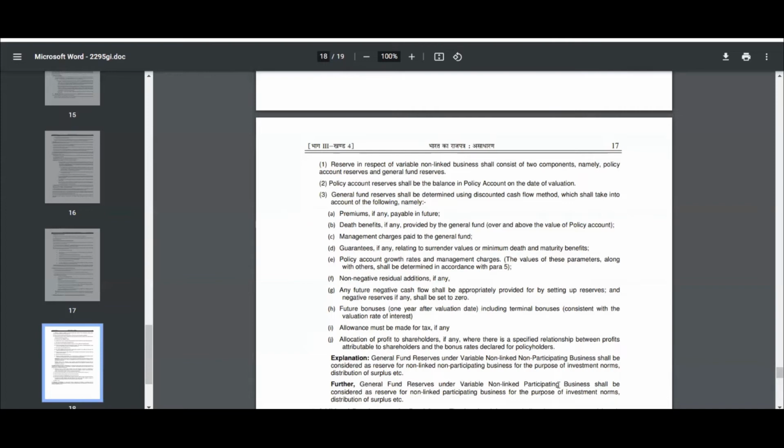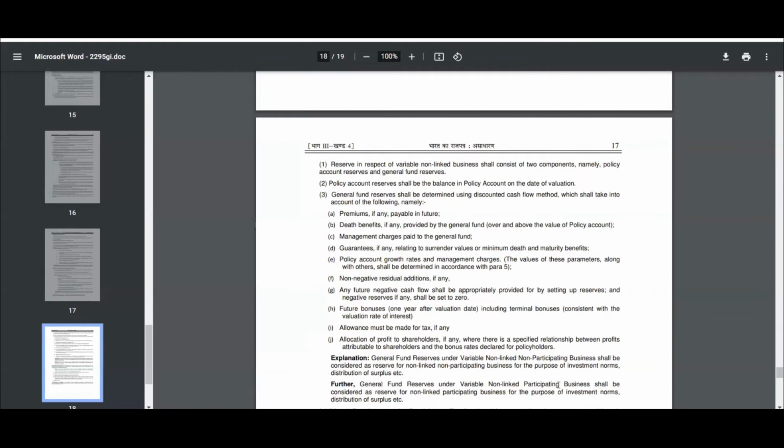Now, once again, the general fund reserve for non-participating non-linked variable products would be calculated in the same way for non-participating business, would be used for investment norms and distribution of surplus, and similarly the same goes for participating business.